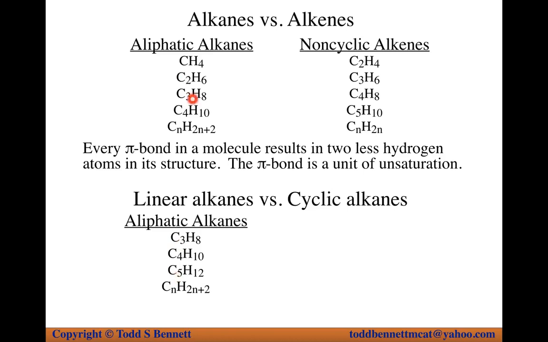So C3H8 is 2N plus 2, so that one's saturated. C4H10: 2 times 4 is 8, plus 2 more is 10. That's saturated and aliphatic, linear. C5: 2 times 5 is 10, plus 2 is 12. Same story. Now let's consider what happens if I want to make a ring.